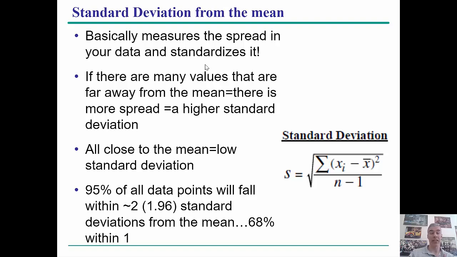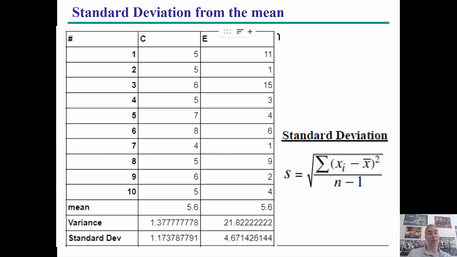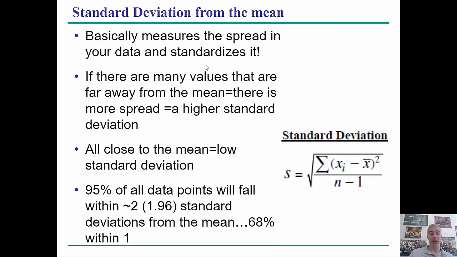If there are a lot, again, standard deviation is just another way we can measure spread. It takes your variance and takes the square root of it, essentially. That's all it does. If there are many values that are far away from the mean, there's more spread, there's higher standard deviation, and there's also more variance. If they're all close to the mean, you're going to have low standard deviation, low variance. So there's not a lot of variation in the data.